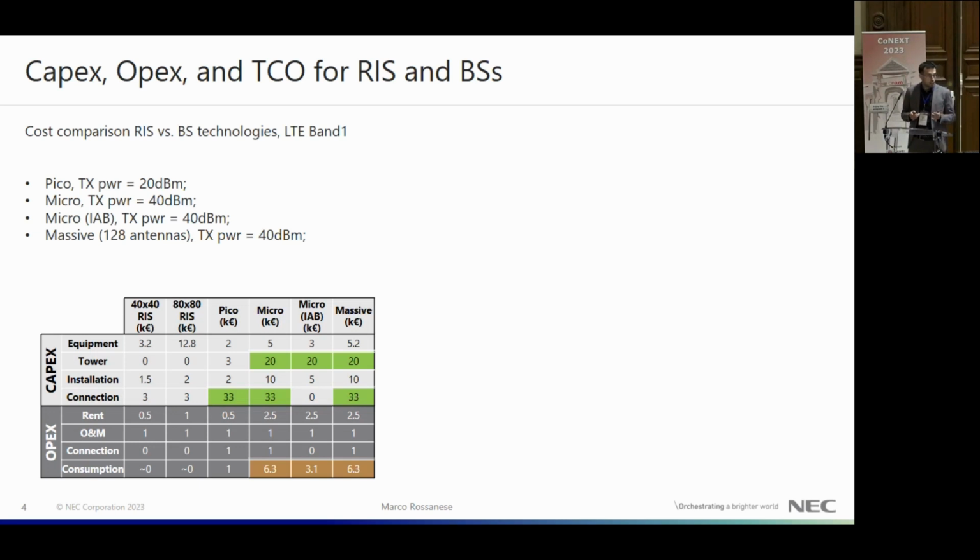Conversely, for the RISs, the most expensive thing is the equipment. So purchasing the RIS is the main factor here, and it's around 13K for the 80 by 80 and 3K for the 40 by 40. Instead, for the OPEX in the consumption, you can see that the costs are close to zero because RISs are meant to be passive and their power consumption is very limited.